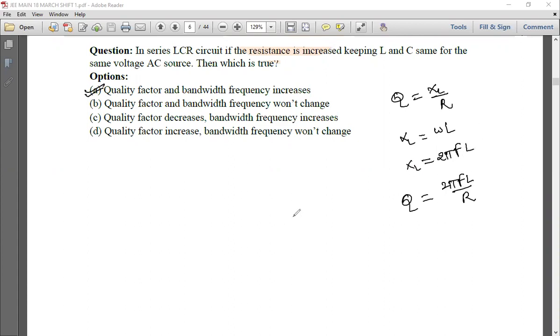Okay, and bandwidth क्या है रे? Bandwidth is equal to frequency by quality factor. Yes, तो अब देखो, so with increase in resistance what happens? Frequency will also increase, and that's why option number 1 is the correct answer. Clear?